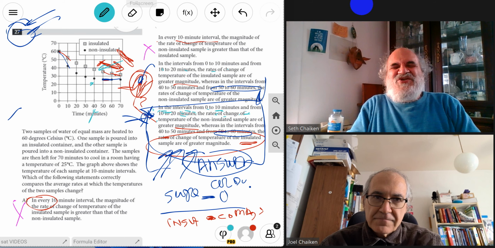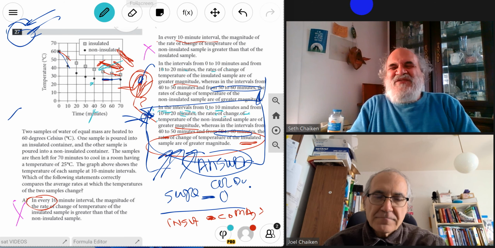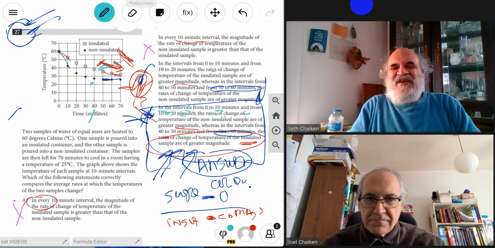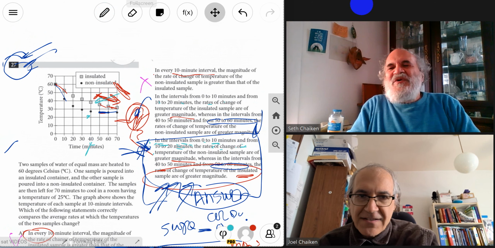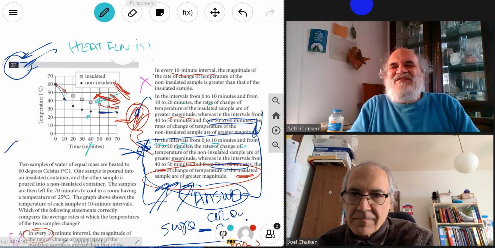Whereas for the insulated one, the temperature doesn't change much at the beginning, but it stays hotter longer. So later, the tea is still hot, and since it's hotter than the outside, there's still significant heat flow, and you can still observe a rate of change. So at the end, the rate of change for the insulated one is higher because the tea in the insulated container is hotter than the outside.